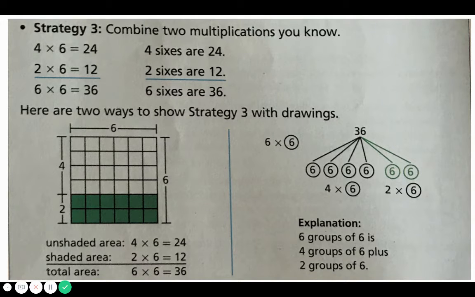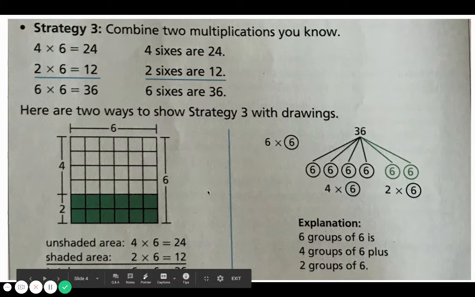Here's another strategy, and we've done this before. You can combine 2 multiplications you know. And here's 2 ways that we've looked at that with pictures, either with a rectangle where we split the rectangle into one rectangle on the top and another on the bottom, and also the equal shares drawing. So we can look at right here, we're taking 4 times 6. 4 times 6 equals 24. And down here, this rectangle is 2 times 6. 2 times 6 equals 12. 24 plus 12 equals 36.